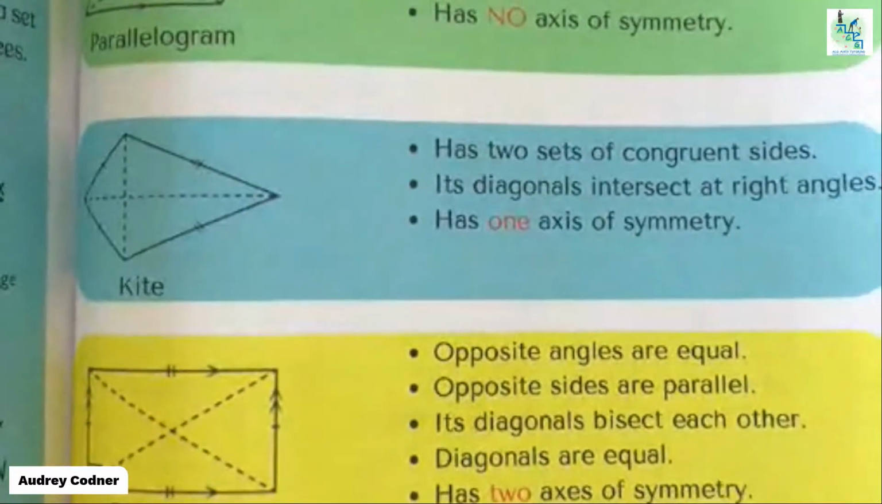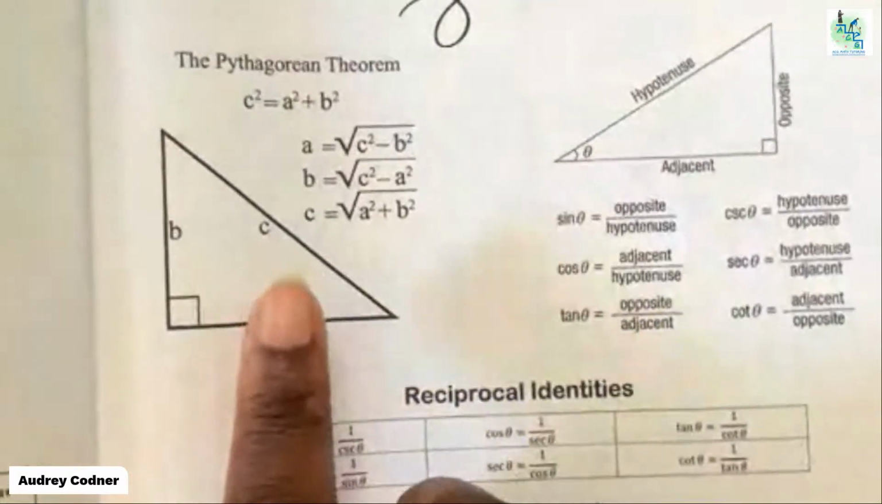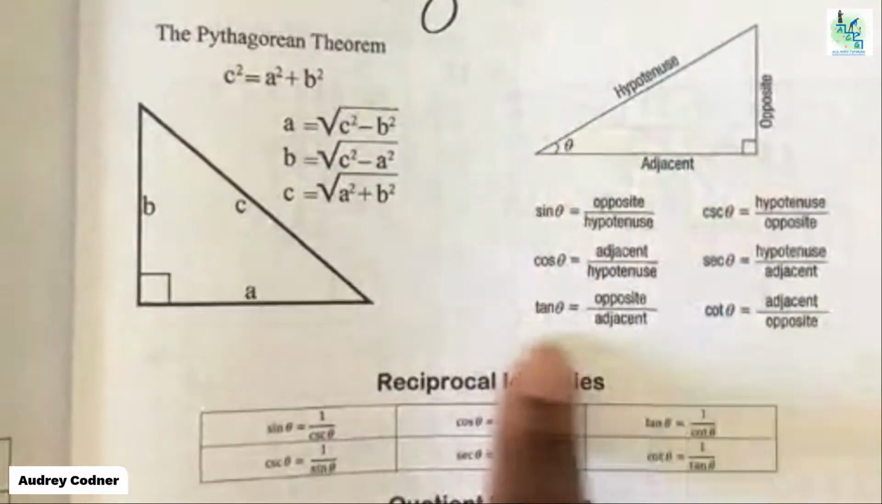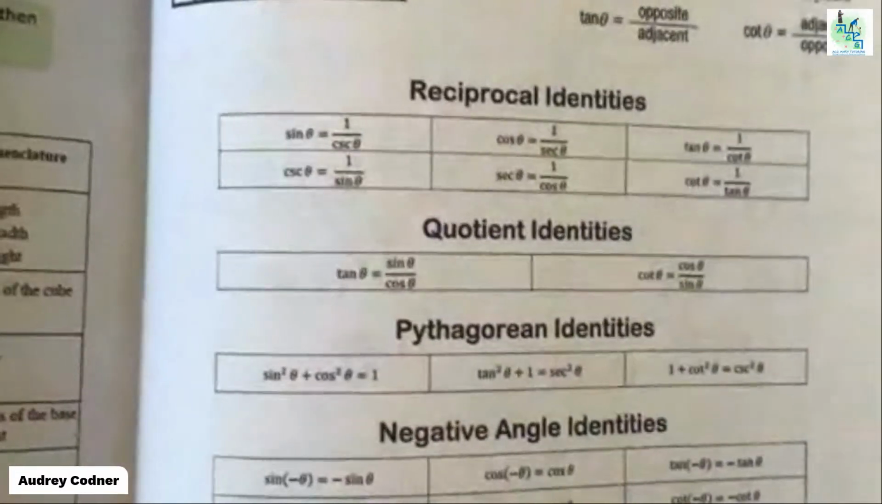Are the diagonals bisecting or are they perpendicular? I have no idea. Then a lot of people are starting to get into this Pythagorean theorem, and then also your sine, cosine, and tangent, the SOHCAHTOA.